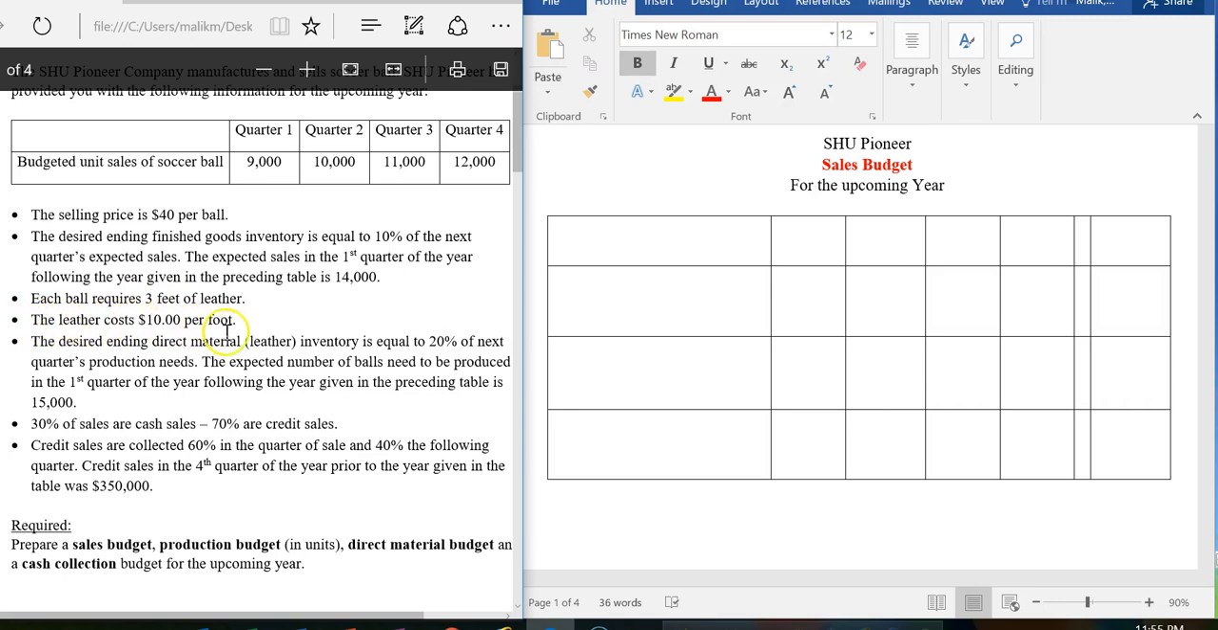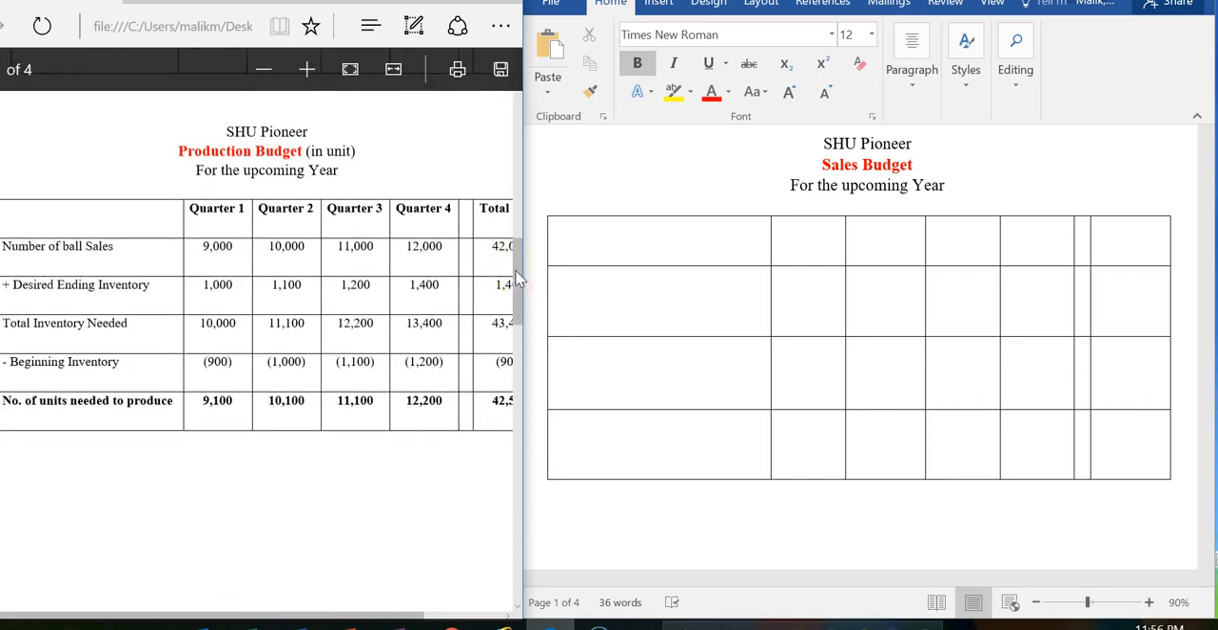So when we do the direct material budget, we will take this information. Also, you have the leather cost, and then the last two bullet points tell about their cash collection. For the sales budget, you will see how much of their credit sales they collect in the current month, and what portion they actually collect in the next month. So we will use all this information and we're gonna do the budget.